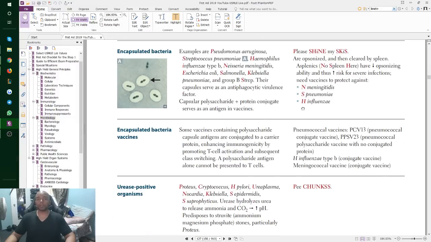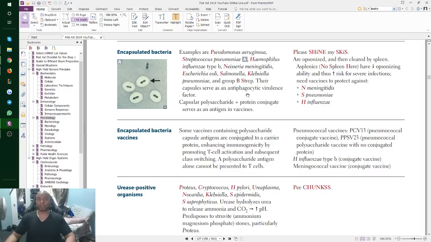Encapsulated bacteria are pretty unique and very, very important, especially when it comes to asplenic patients, such as those who have autosplenectomy in sickle cell disease, right? So examples are Pseudomonas aeruginosa, Streptococcus pneumoniae, H. influenzae type B, Neisseria meningitidis, E. coli, Salmonella, and Klebsiella, as well as Group B strep. And the way Sketchy Micro shows you something is encapsulated is most times you're going to see a capsule or a covering over something in the Sketchy Micro image. So that'll be your cue to remember that it's an encapsulated bug.